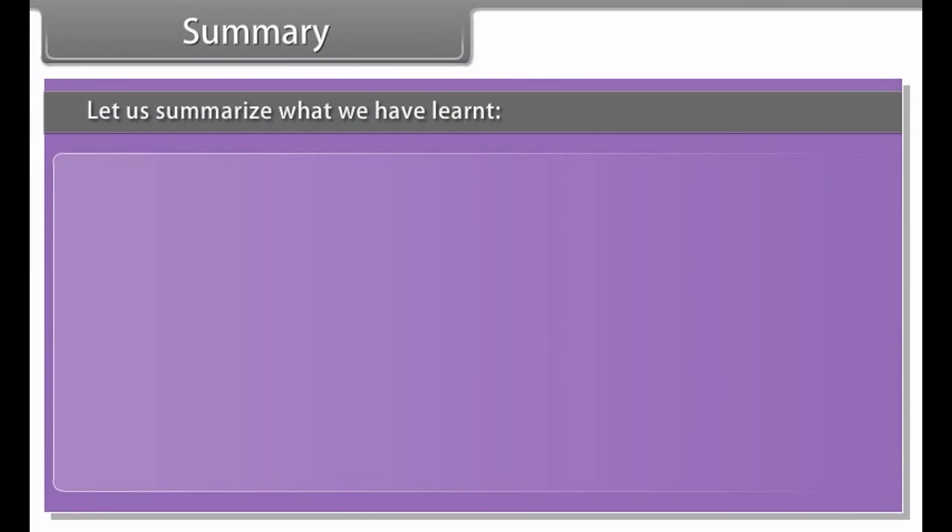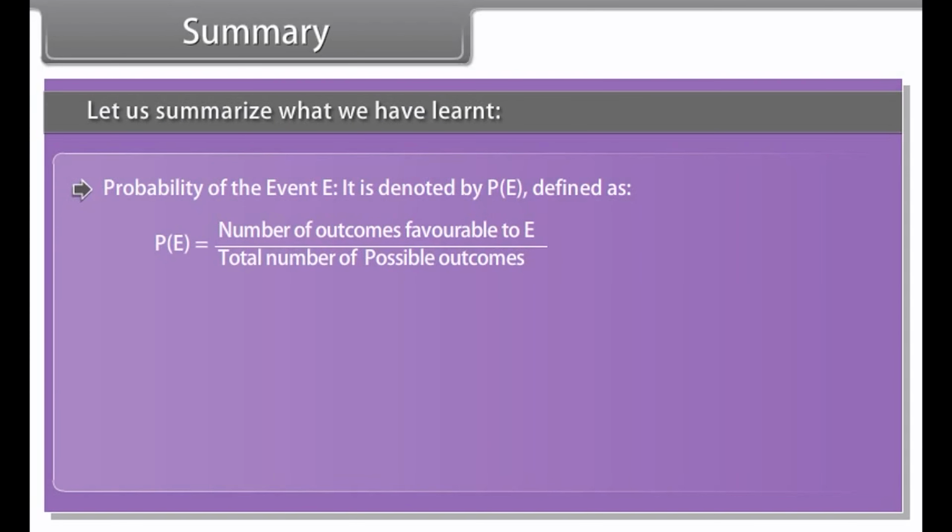Summary. Let us summarize what we have learned. Probability of the event E is denoted by P(E), defined as P(E) equals number of outcomes favorable to E by total number of possible outcomes. For any event E, 0 is less than or equal to P(E) is less than or equal to 1.